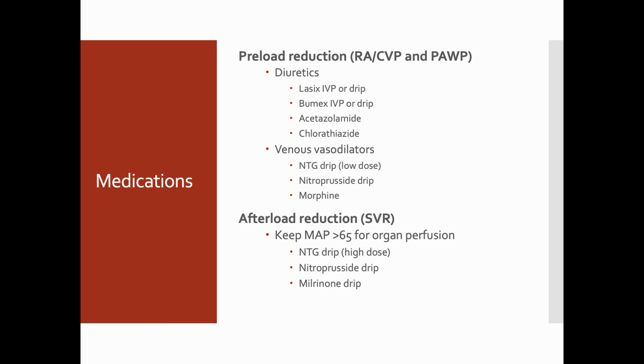We use medicines that reduce preload, such as diuretics. So think of preload as volume. What are we going to do to decrease volume? Well, we'll put them on a Bumex or Lasix drip. We can use other diuretics, but really the loop diuretics are the mainstay. We can also use balanced vasodilators like nitroglycerin or nitroprusside or morphine.